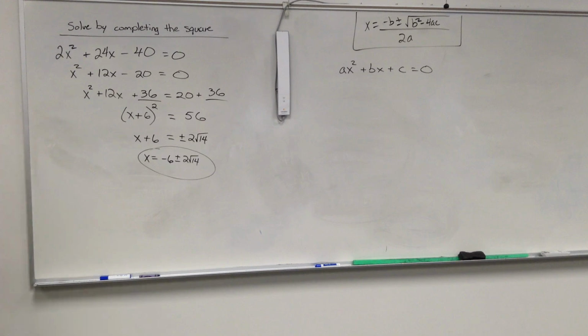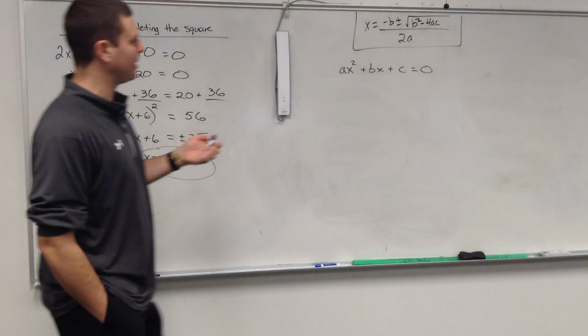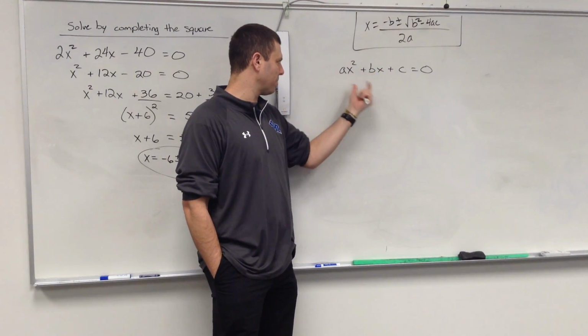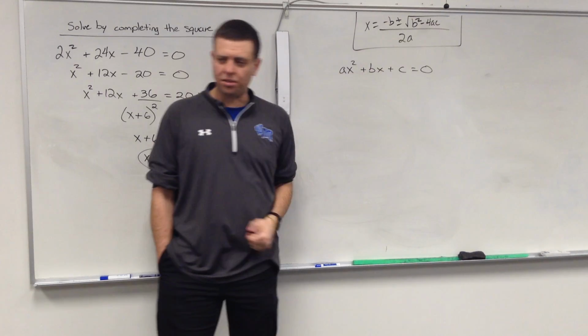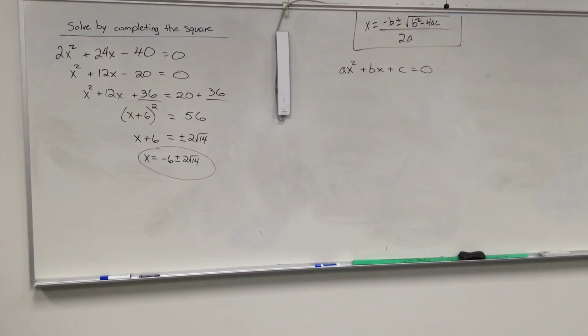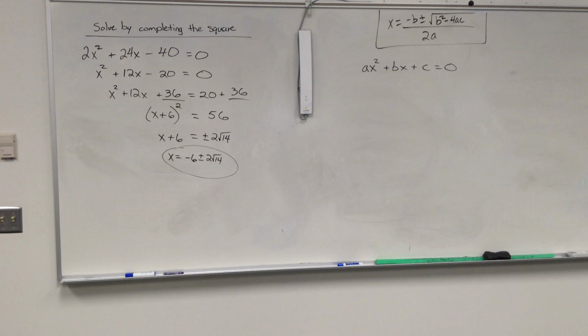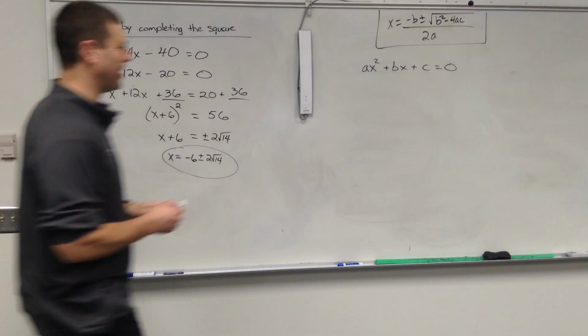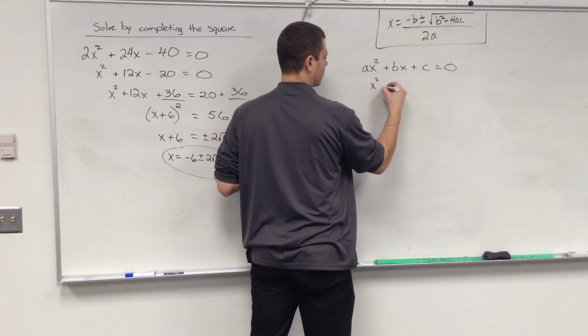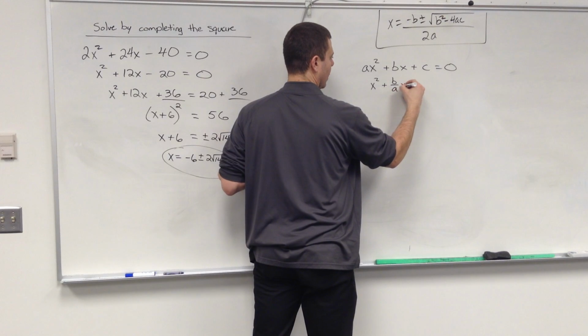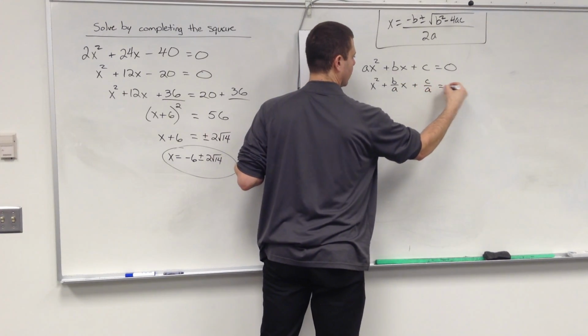My goal is to get x by itself. It's kind of hard to get x by itself when you don't know what a, b, and c are. You can't really factor it. You can't combine like terms and get x by itself that way. So we've got to use this completing the square method to solve for x. If you look back at the problem we did that had numbers in it, the first thing we did was do what to everything? We divided by 2. So what do you think we're going to do? Divide by a. I'm going to divide everything by a. That would be x squared plus b over a x plus c over a equals 0.